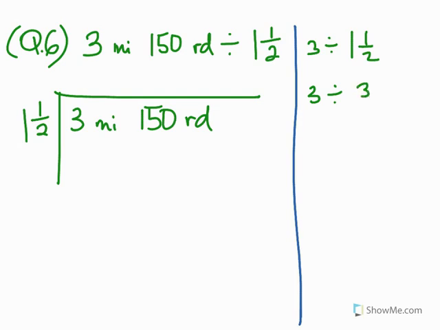If you convert it, 1.5 is 3 over 2. So this is 3 times 2 over 3 in fractions. And of course, you can cross out 3. So that gives you 2. So this is 2 miles, from 3 miles.